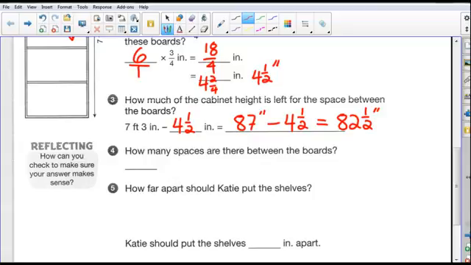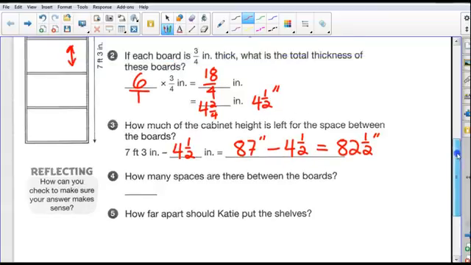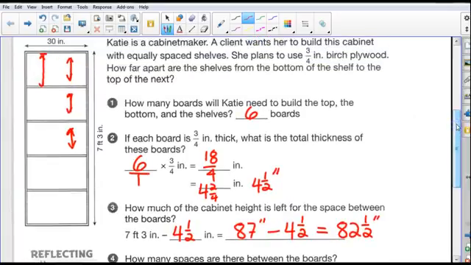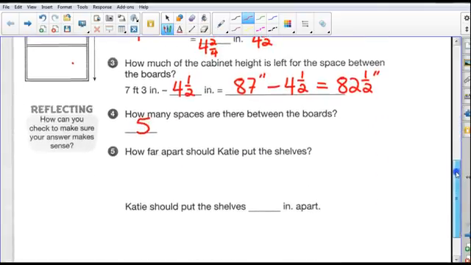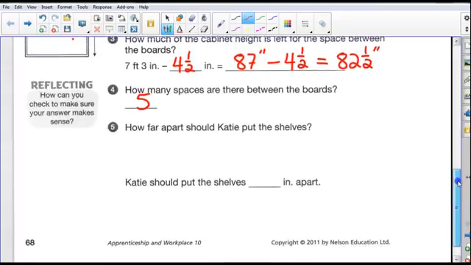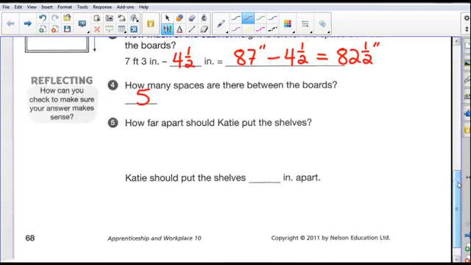How many spaces are there between the boards? Well, let's go back and let's count the spaces. We have 1, 2, 3, 4, 5 spaces, and now we know we have 5 spaces, and we have 82.5 inches to divide equally amongst 5. So how far apart should Katie put the shelves?